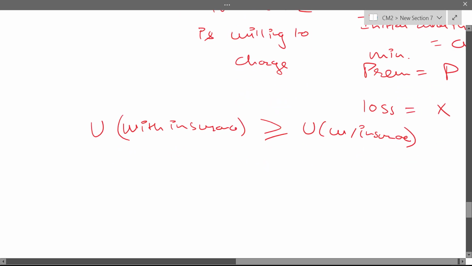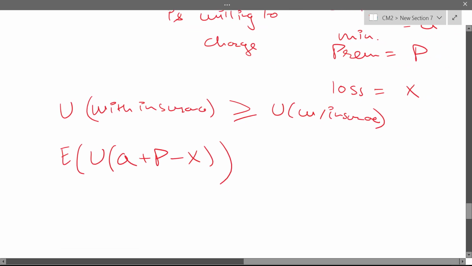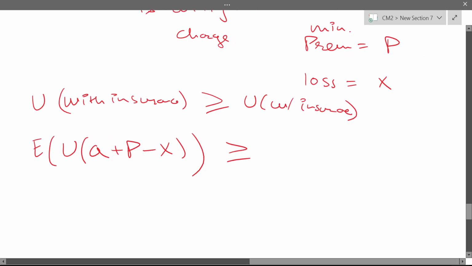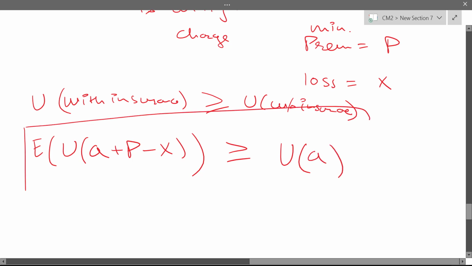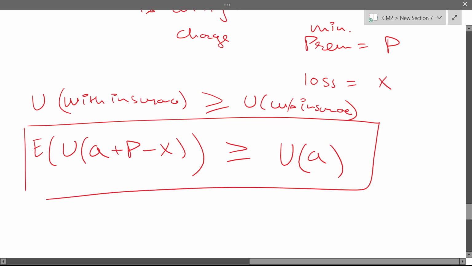So what will this be? With insurance it would obviously be an expected utility. You start with an initial wealth, you earn the premium, but you pay for the losses as well. And why am I taking the expectation? Because X is a random variable. Without insurance, you don't sell insurance, so you don't receive a premium and you don't pay for any loss. So it's the utility of just the initial level of wealth. This is the equation. If this is satisfied, then only the insurer will sell the insurance.